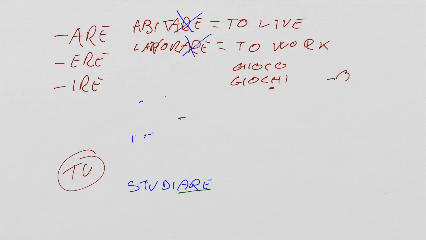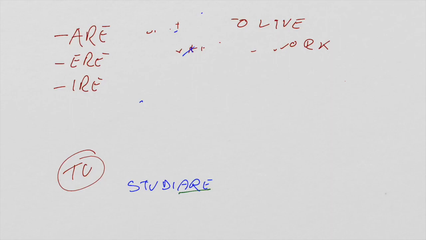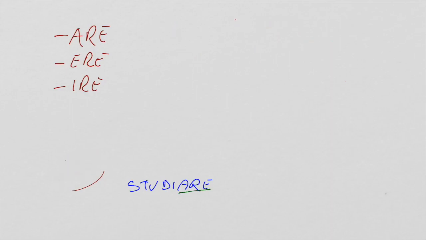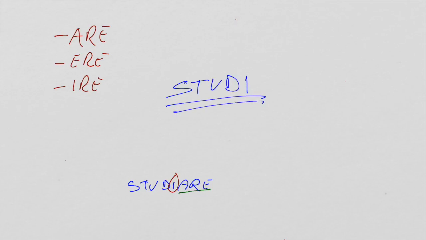And the last case is the verb like studiare. What we have in front of are here, we have an I. Okay, an I. And that creates some problem. First of all, let's go back and let's make the root. We remove are. Remember, just are, always are, and we have studi. Yes, this is the root. No problem with I.